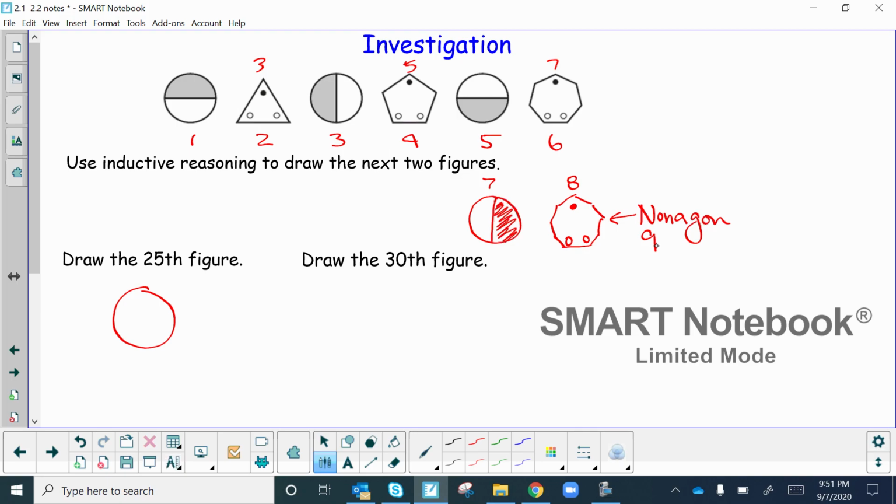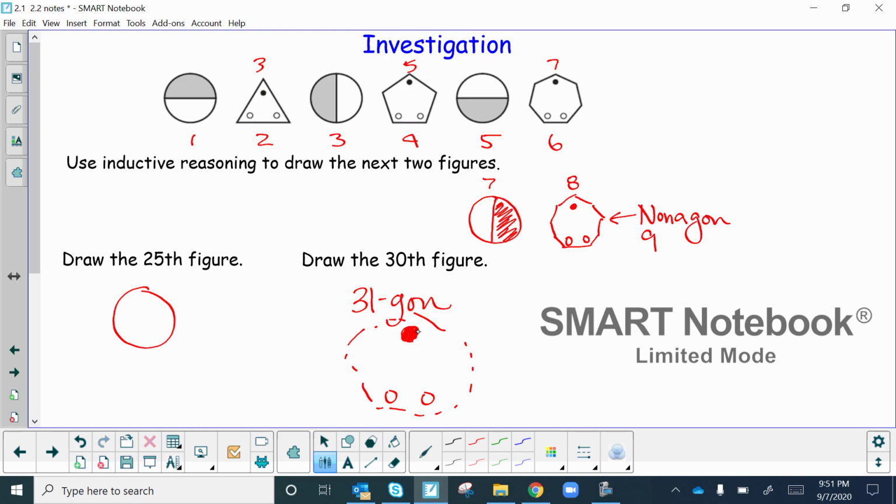So if I'm looking at the 30th figure, this is going to be a 31-gon. Okay, it's going to be a 31-gon, and it's going to still have those little circles and dots. I'm not going to attempt to draw that one, but it would look basically like some sort of crazy 31-gon, and then you have the circles at the bottom, and then the colored in circle up at the top.